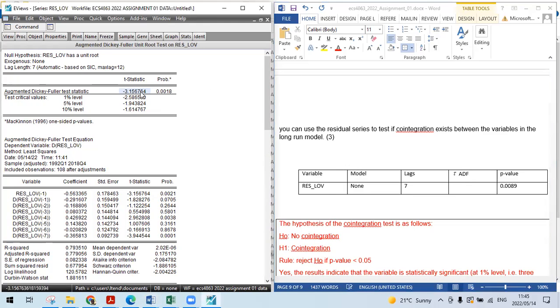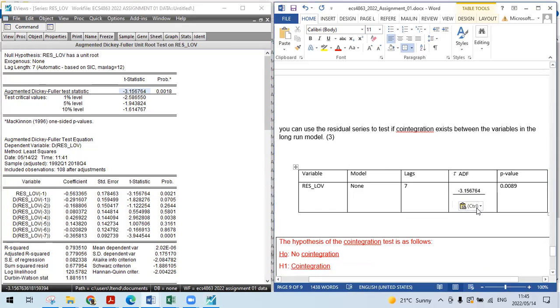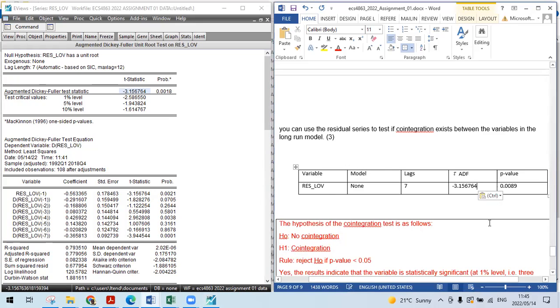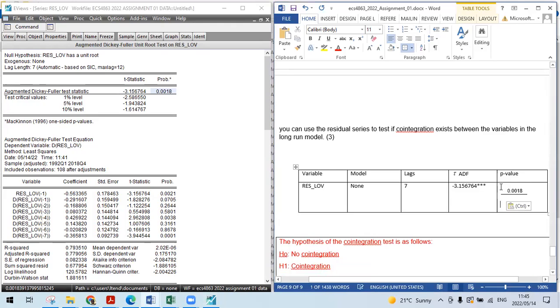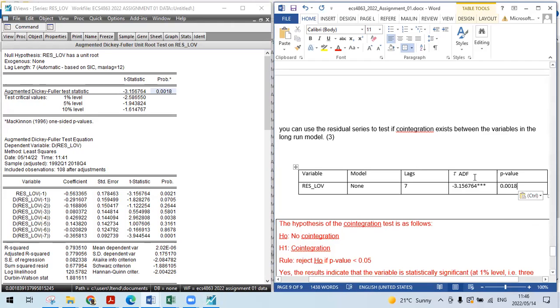This is the ADF, I'm copying it. I'm putting it here. How many stars? 1, 2, 3, right? The p-value, I'm copying it here, or you can leave it. I'm putting it here. You can present it like this, right? Let me also save my work here.